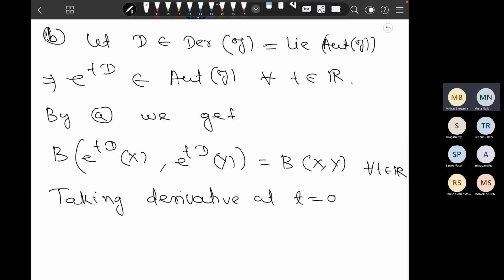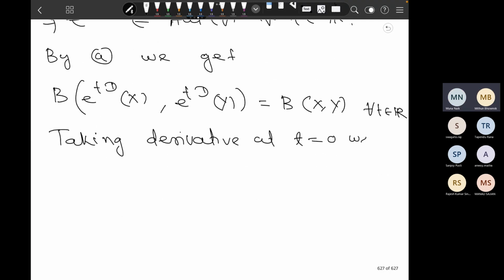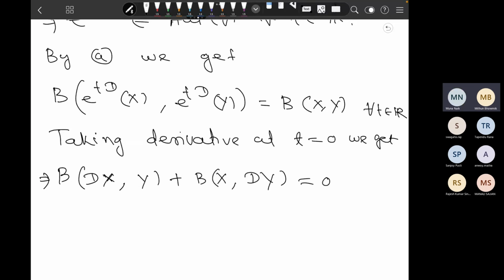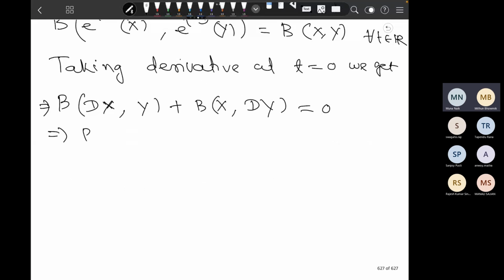At t equal to 0, we will get this B of [dx](x) y plus B of x [dx](y) is equal to 0. So that will give you B of [dx](y) is equal to minus B of x [dy].